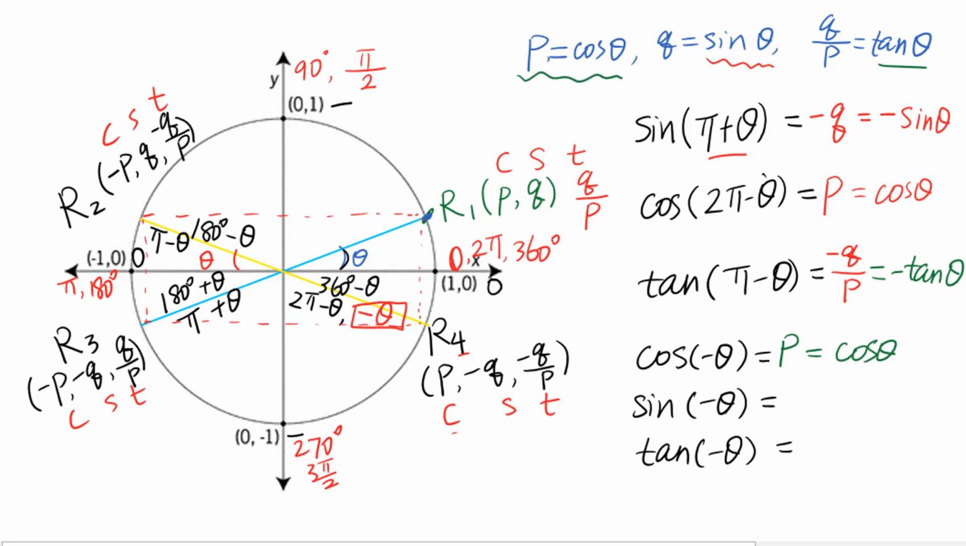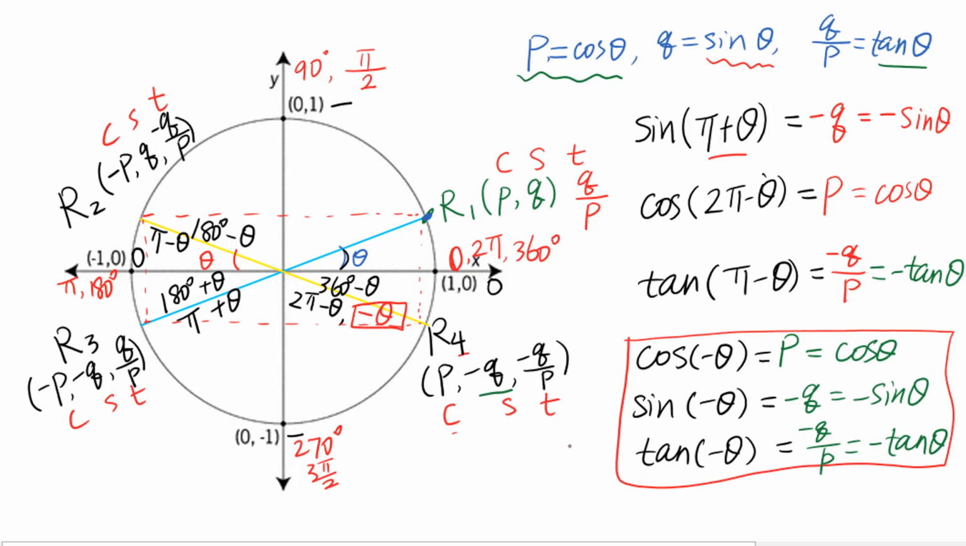Sine negative theta, that is negative Q. Negative Q equals negative sine theta. For tangent negative theta, that is negative Q over P. So you get negative tangent theta. We call these three formulas the trig even-odd formulas.